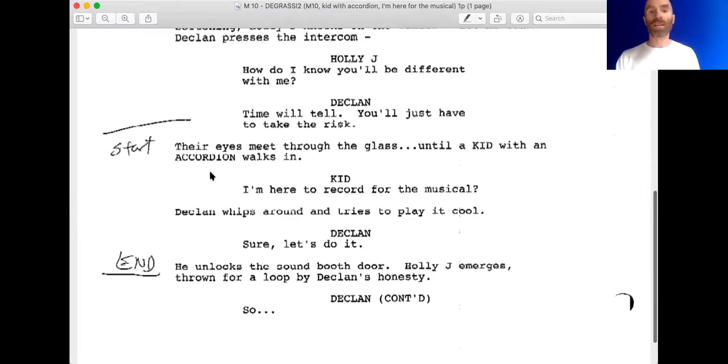Their eyes meet through the glass until a kid with an accordion walks in. It says, "I'm here to record for the musical."